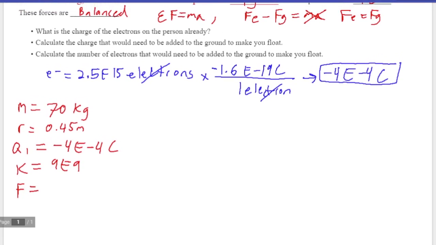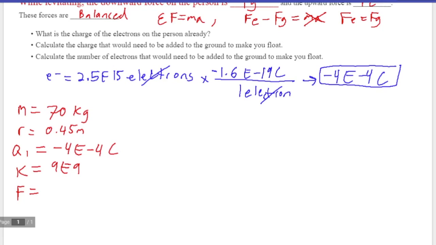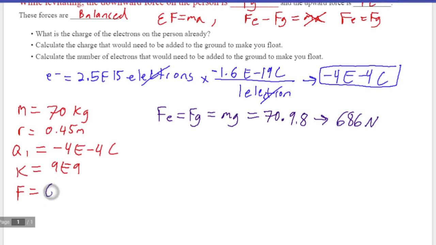How do we know what the force is? Well, we know that that force is equal to the force of gravity. So electrostatic force equals force gravity. And if we remember, force gravity is really just mass times gravity, which is just 70 times 9.8. So if we multiply those two together, we get 686 newtons. Go ahead and plug that in over here. So now let's go back to this question. It says calculate the charge that would be needed to add to the ground to make us float. Therefore, we need to figure out what Q is.